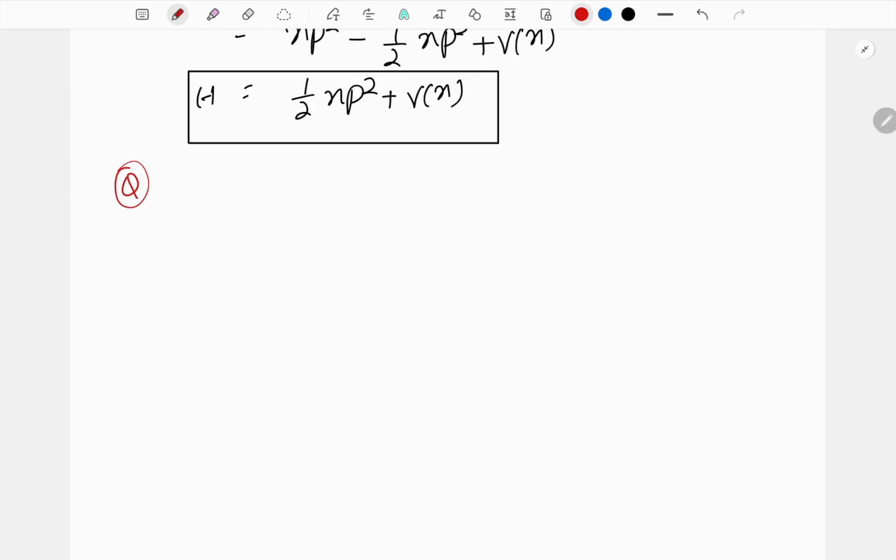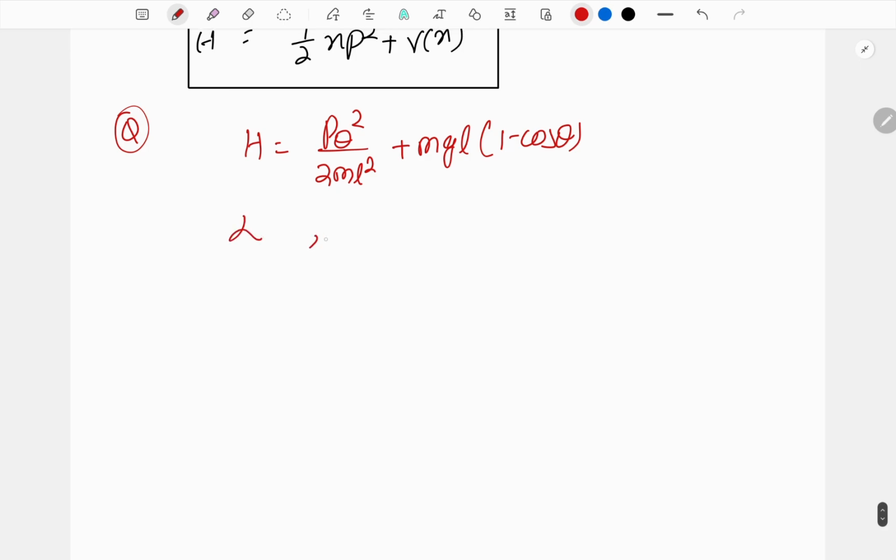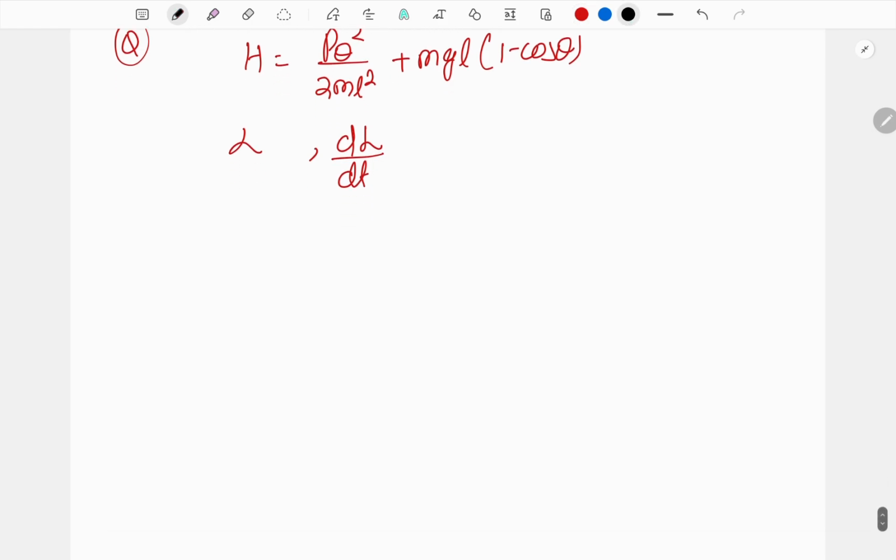In this question, you have to find out the Lagrangian. It is given that the Hamiltonian is like this: p theta square upon 2ml square plus mgl times 1 minus cos theta. Okay. You have to find out L first, and then you have to evaluate dl upon dt. Let me do this for you.